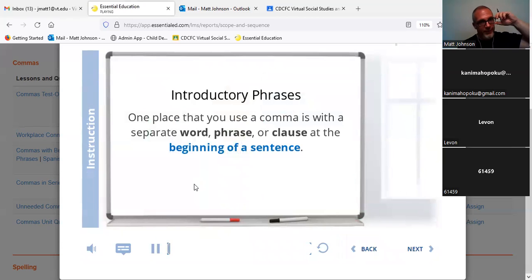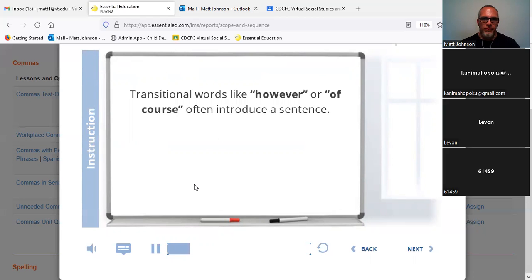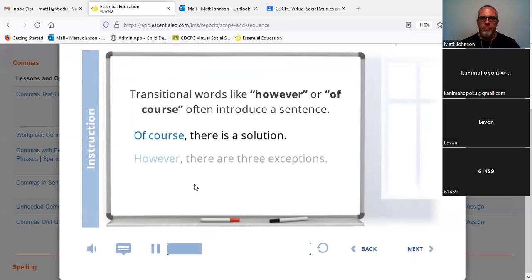Now, one place that you use a comma is with a separate word, phrase, or clause at the beginning of a sentence. The comma helps the reader separate out extra words or phrases that introduce the sentence. Transitional words like "however" or "of course" often introduce a sentence and are followed by a comma. Of course, there is a solution. However, there are 3 exceptions.